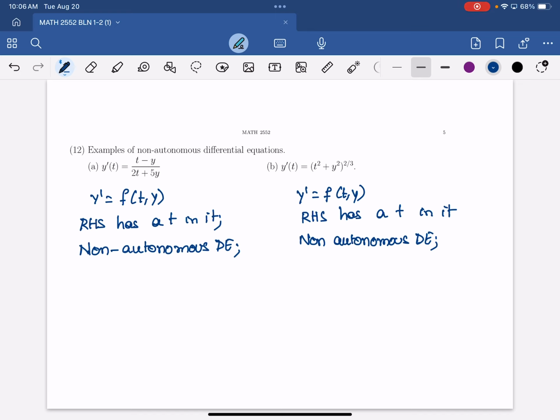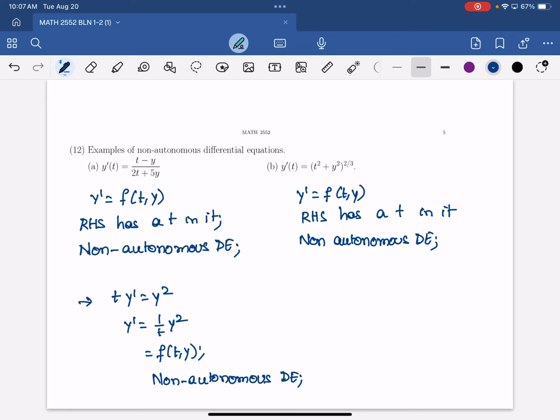Because I can trick you by doing this, t y prime equals y squared. Right? So the first thing you want to do is, okay, I want to write y prime equals 1 over t times y squared, and this is in the form of f of t, y, so this is non-autonomous. So you have to make the coefficient of y prime equals 1 first. The same thing happened in linearity as well. You have to make the coefficient of y prime equals 1 first, and then you can decide whether it is linear or non-linear, or autonomous or non-autonomous.